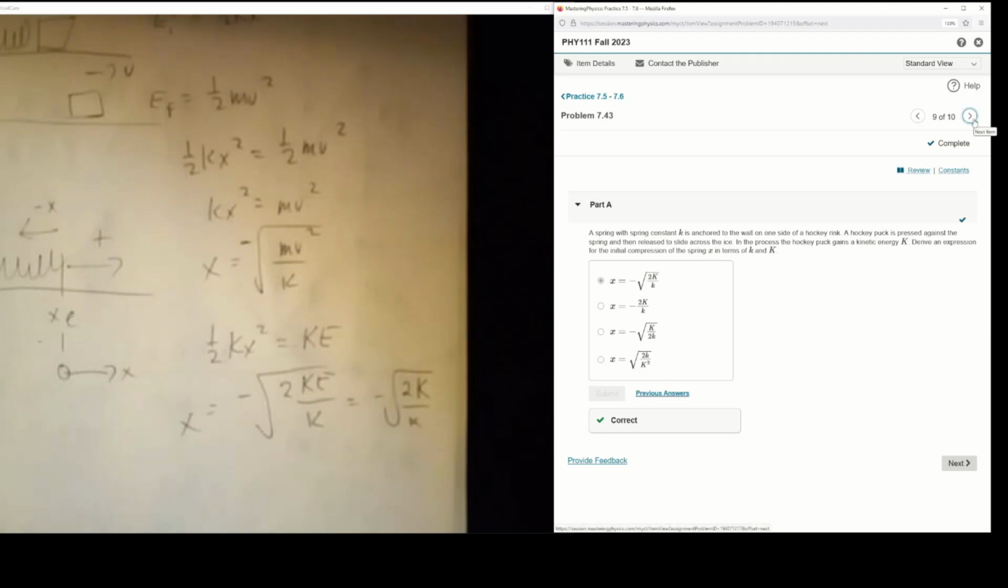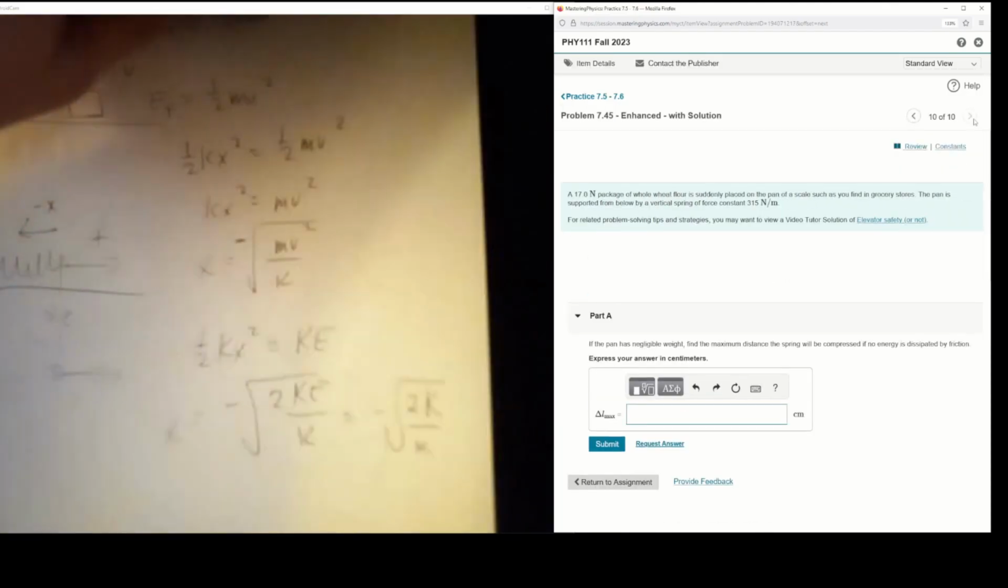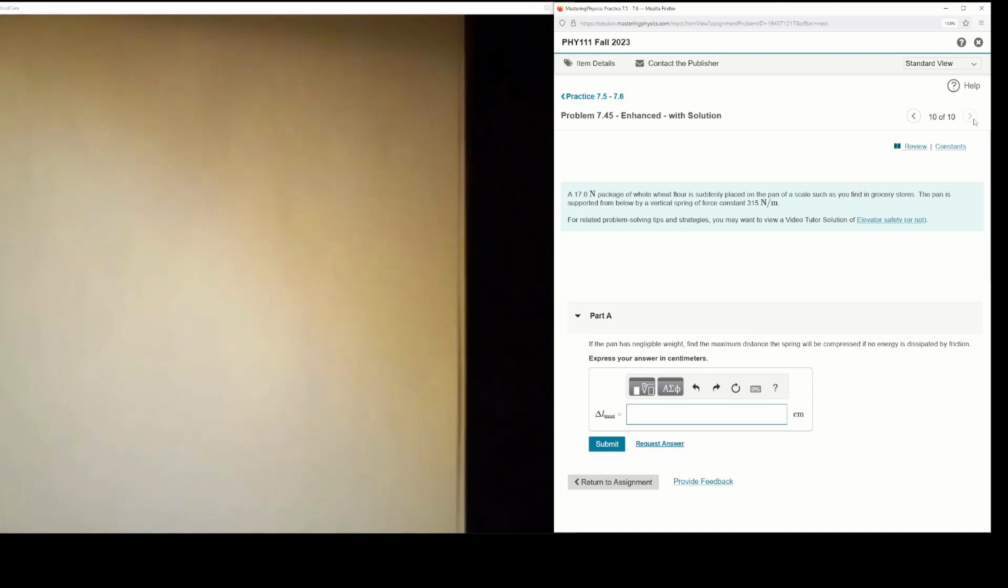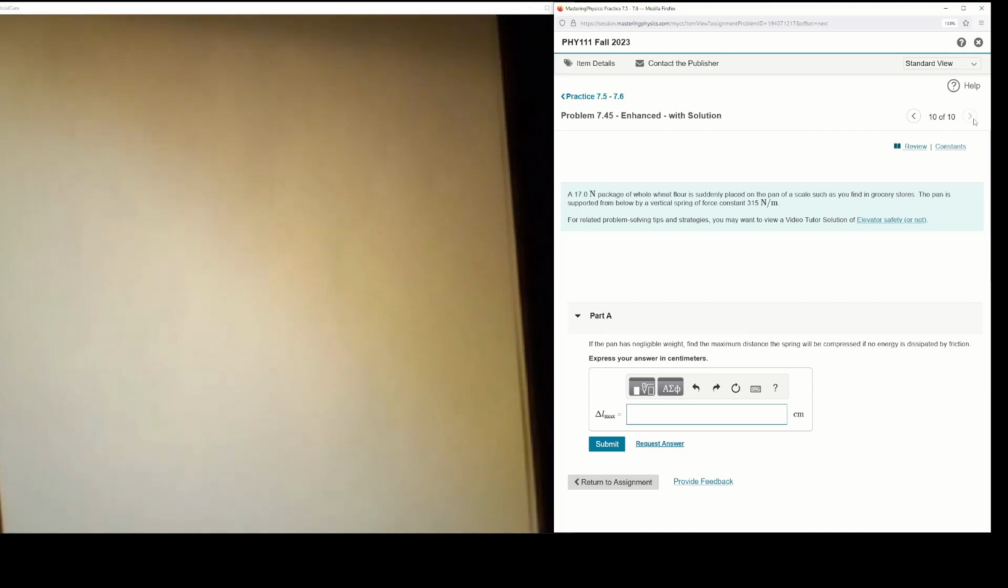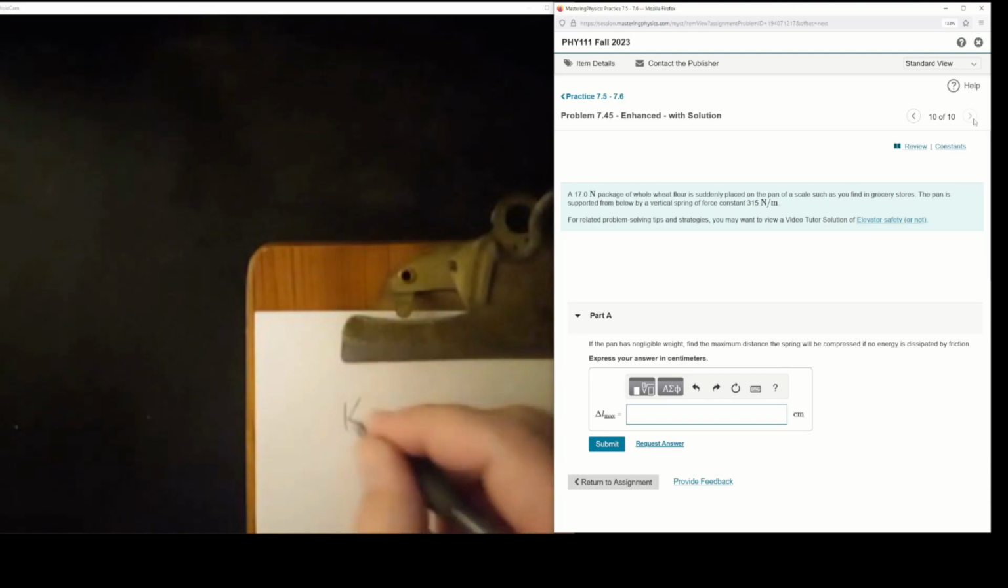All right, let's take a look at the last one. We've got a 17 Newton package of flour suddenly placed in the pan of a scale. The pan is supported from below by a vertical spring of force constant. So notice they give us the spring constant. So we're going to need that. 315 is our spring constant.